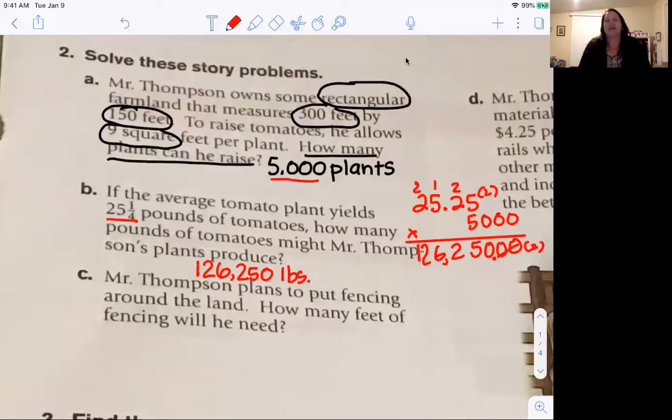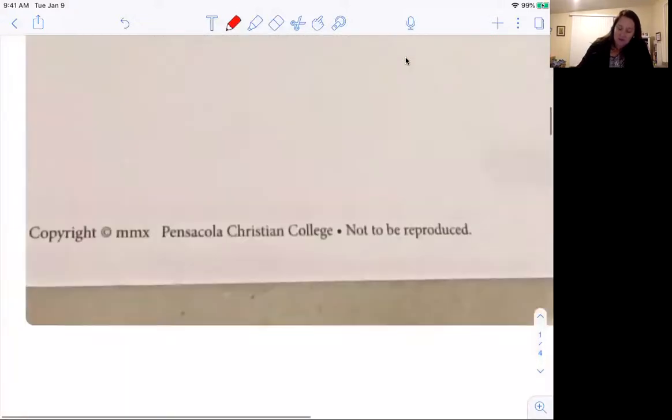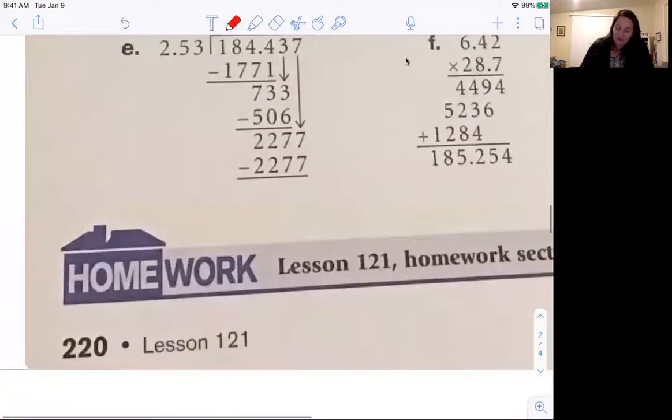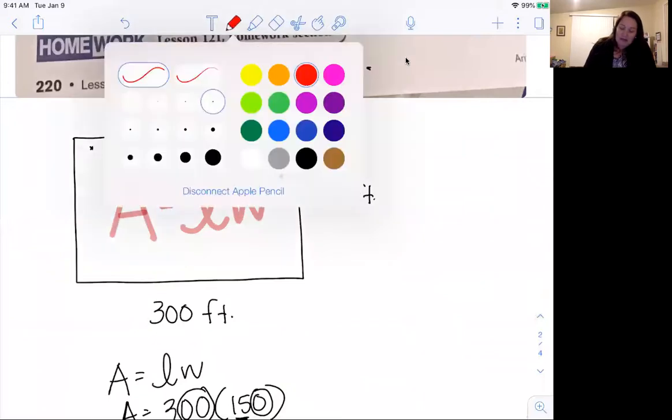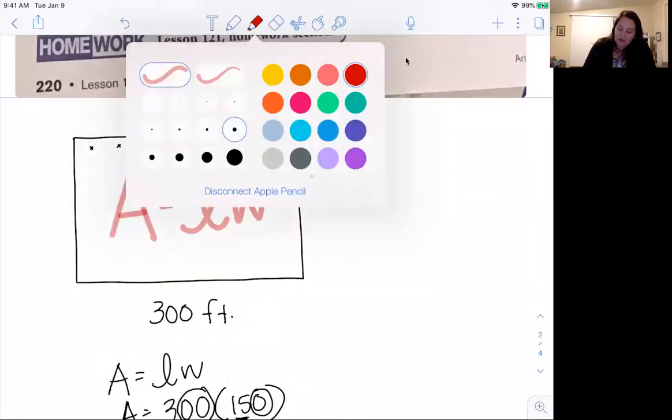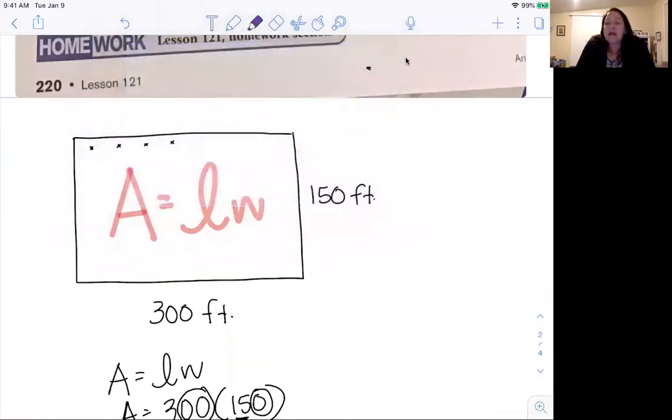Letter C. Mr. Thompson plans to put fencing around the land. How many feet of fencing will he need? Well, let's go back to our picture. Here's our picture. Here's his land. And he has, I'm just going to change my color here. He has this plot of land that is 300 feet long and 150 feet wide. And he wants to know how much fencing he needs. Fencing is the distance around. What do we call that in these kinds of shapes?